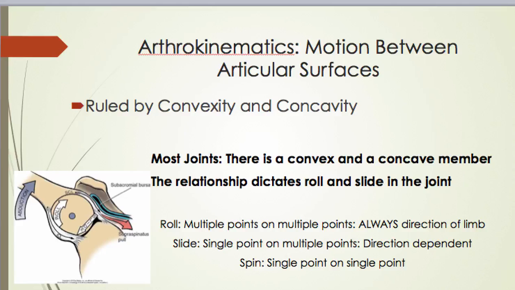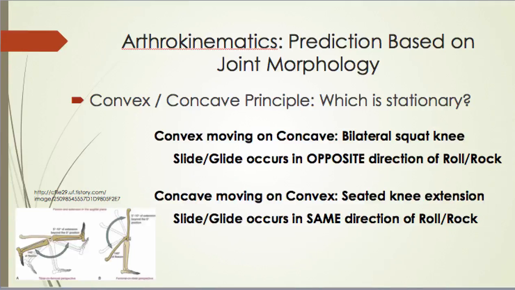So if you think about the radiohumeral joint, and we go into forearm pronation and supination, the articulation of the radial head on the capitellum occurs in one single point. That's a spin. Okay, so we can predict arthrokinematics based on joint morphology. I don't want to beat this horse to death, but it is, again, super important that we understand this going into the rest of the course.